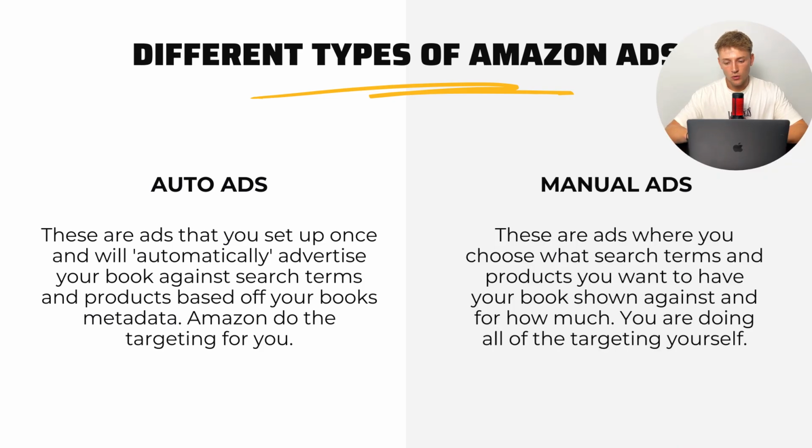Now on the flip side, you also have manual ads, and these are much more granular. So these are ads where you actually choose yourself what search terms and products you want to have your book shown against and for how much you want to spend. And with this, you are doing all of the targeting yourself. So these are a lot more granular and really good when you're trying to really scale your KDP ads. But because this video is just for beginners, we're only going to be focusing on auto ads because I don't want to confuse you with loads of different information about manual ads.